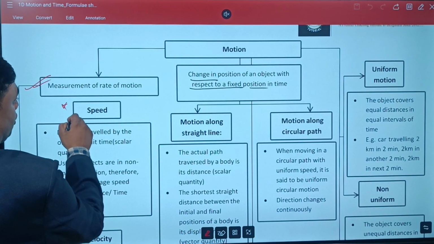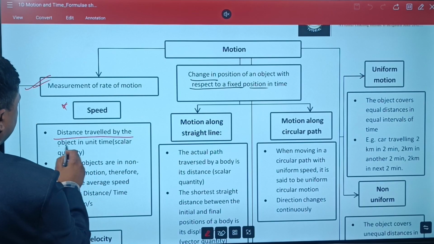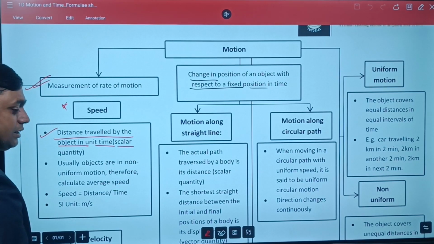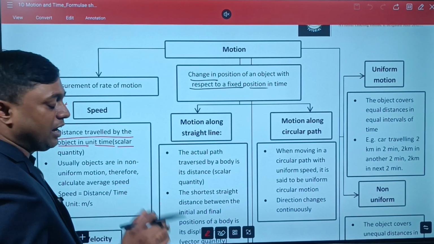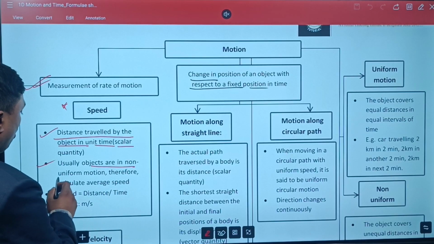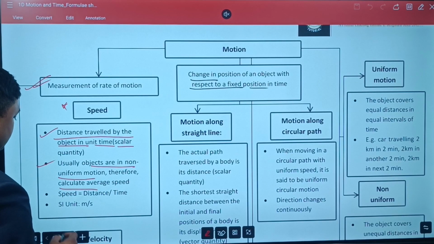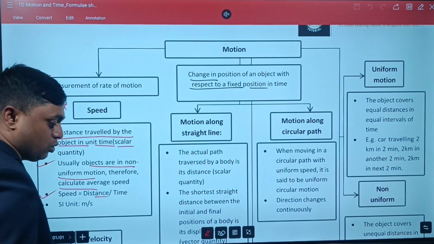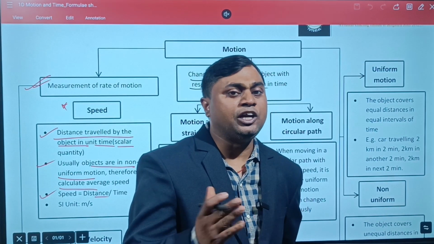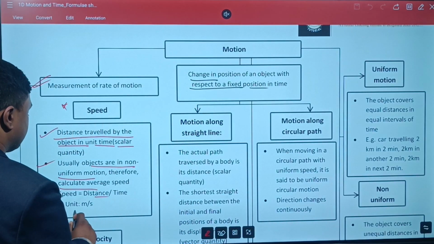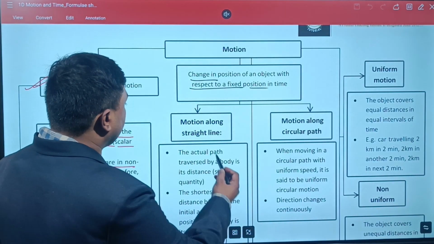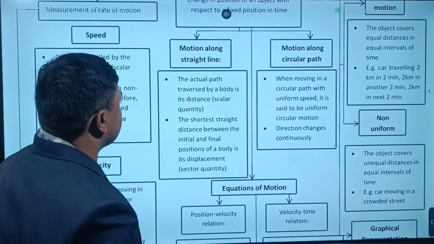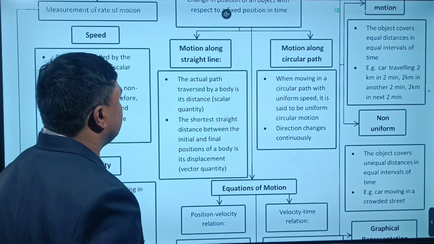Speed: the distance traveled by the object in unit time is called speed, and it is generally a scalar quantity. A scalar quantity means it has only magnitude but no direction. Usually objects are in non-uniform motion, therefore we calculate average speed, which is the total distance traveled divided by the total time taken, and the SI unit is meter per second. Is it clear?